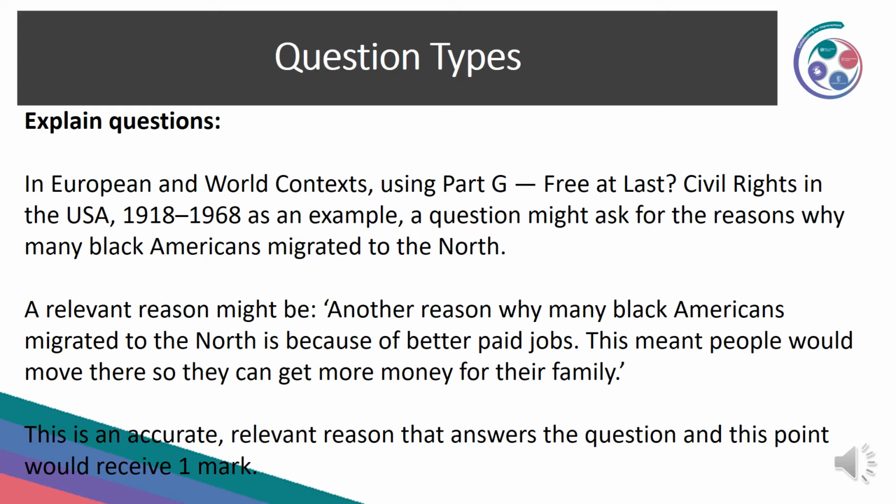This sentence provides a clear link to the question where it says, many Black Americans migrated north because. The point about better paid jobs is identifying the reason. The next sentence then provides an explanation. This meant people would move there so they can get more money for their family. This shows your marker that you understand why better paid jobs would be a reason for Black Americans to migrate north. This is therefore an accurate and relevant reason which answers the question, and this point would receive 1 mark.